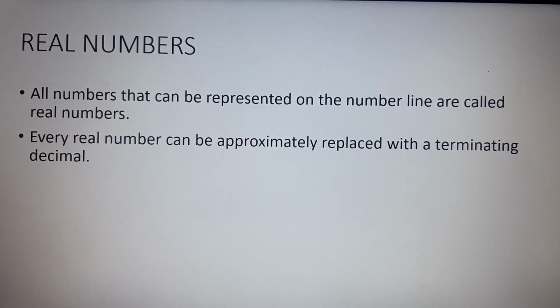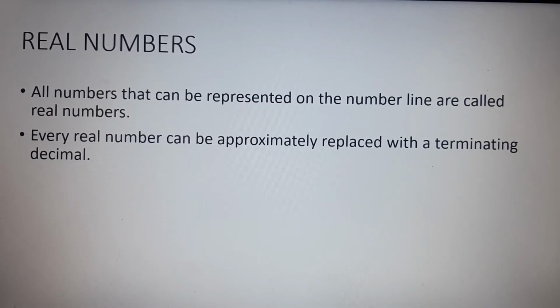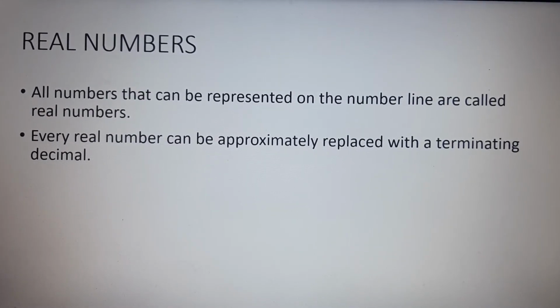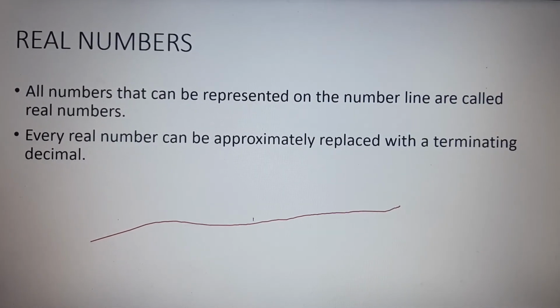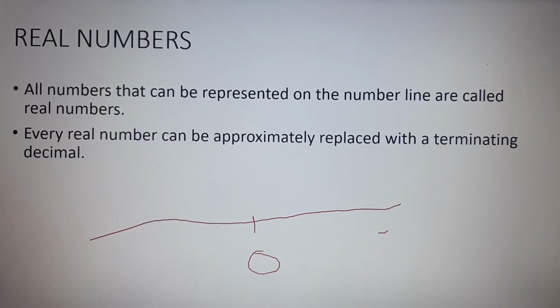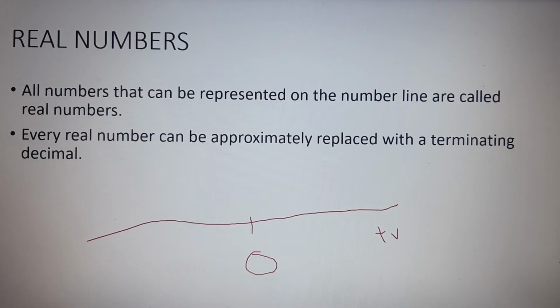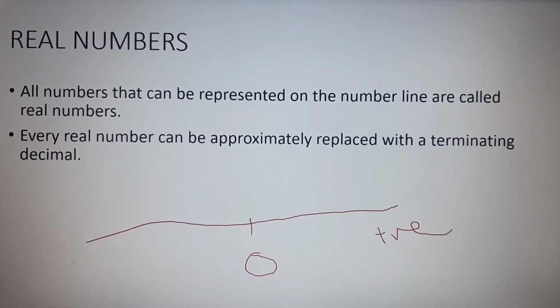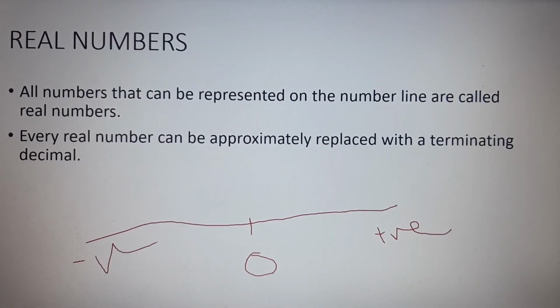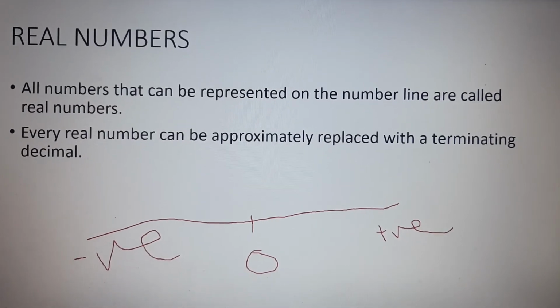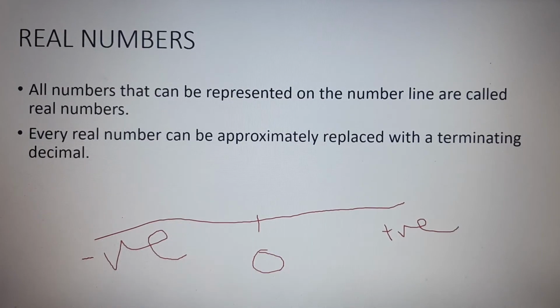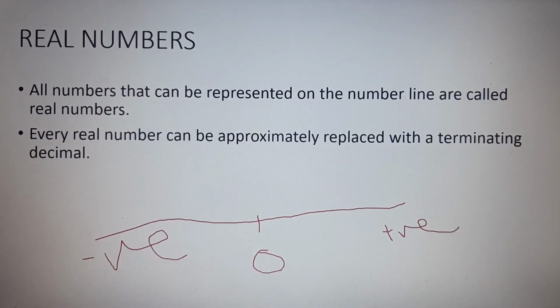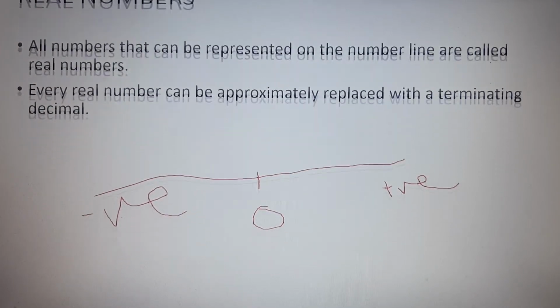Now you can see real numbers. All numbers that can be represented on the number line are called the real numbers. You see that we have a number line, in which here is the 0, here are the positive integers, and here are the negative integers. So all the numbers which can be represented on this line are referred to as the real numbers. And every real number can be approximately replaced with a terminating decimal.